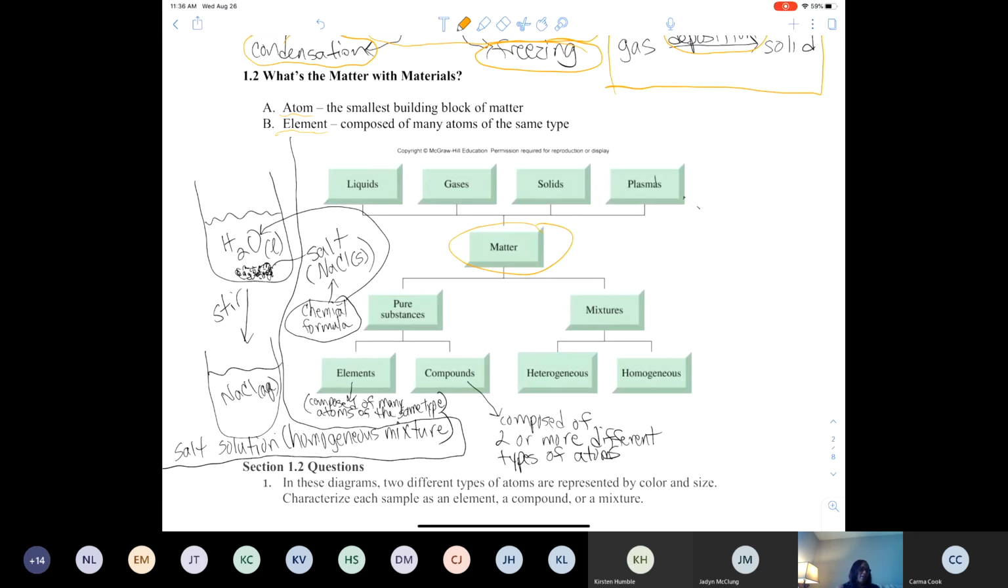And so matter can either be a pure substance, or matter can be a mixture. And so a pure substance cannot be separated. So the components of a pure substance cannot be separated by physical means.